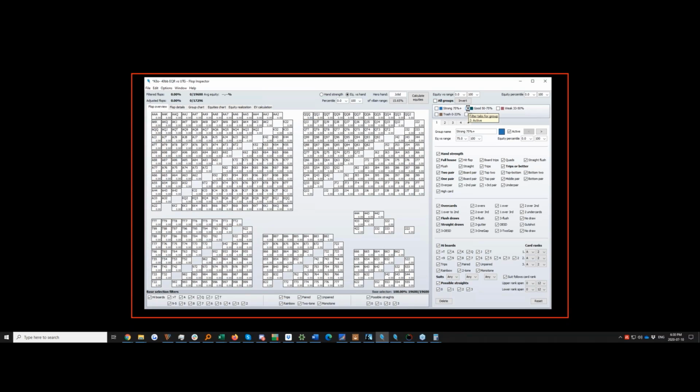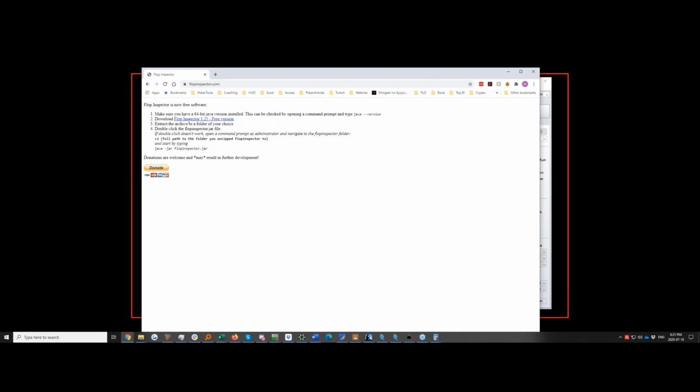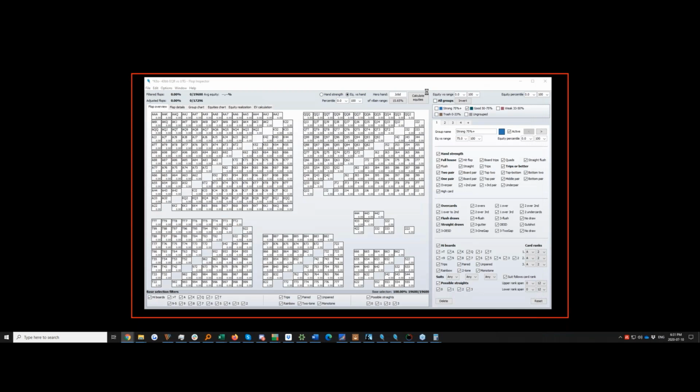Flop Inspector is actually free. It's very useful for visualizing these things. I like to use it a lot to conceptualize these concepts. You can go to flopinspector.com, I believe. Here you can download it. You can donate if you want. It used to be a paid software. I actually paid for two licenses, and then I found that it is free now.